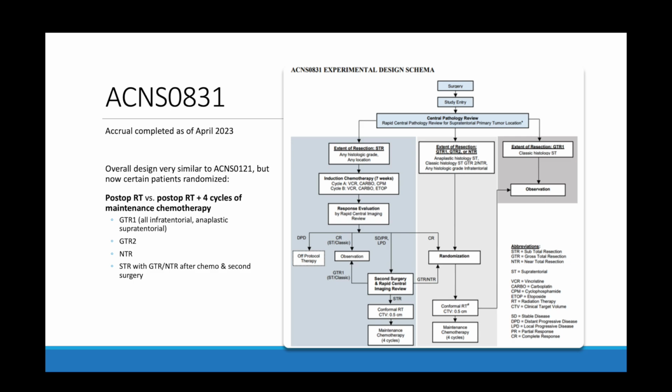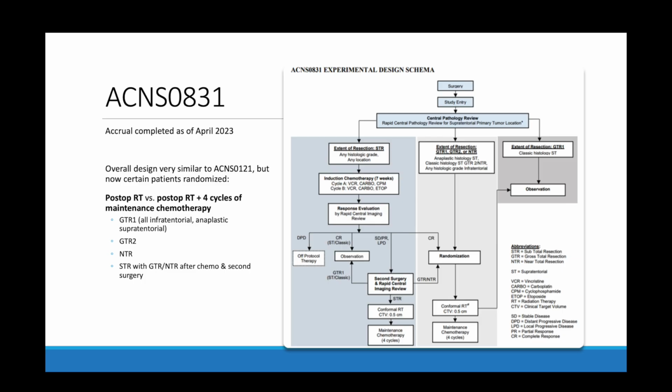And then if they had a subtotal resection at the time of that second surgery, then they didn't really have a choice. They just got radiation followed by maintenance chemotherapy. It was not a randomization anymore. They all got radiation and maintenance chemotherapy. And then for patients that had disease progression, they were then treated additionally off protocol.